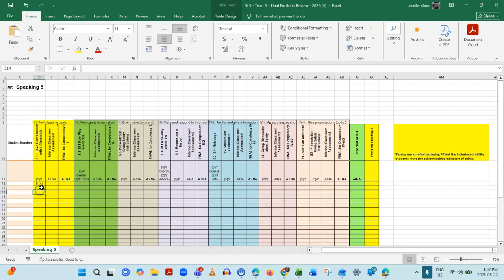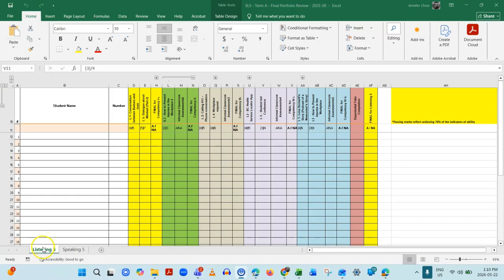And if a student, for example, only achieved 4 indicators out of 7, then they would have an NA, and then I would upload the tool at the end of the term if the student did not achieve 70% of the competency. So in 5LS, there are 1, 2, 3, 4, 5, 6, 7 competencies for speaking. And so they must achieve 5 out of the 7 competencies in order to be successful in this course.